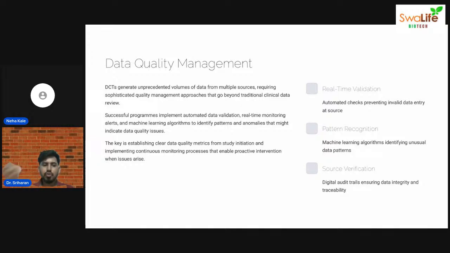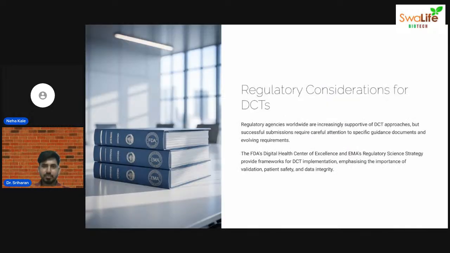Source verification. The data entry should be verified and audited at every schedule. Why? Because we conduct the trial in schedules: first schedule, second schedule, third schedule. At every schedule you must verify the data and have it audited by the concerned clinical data management team.